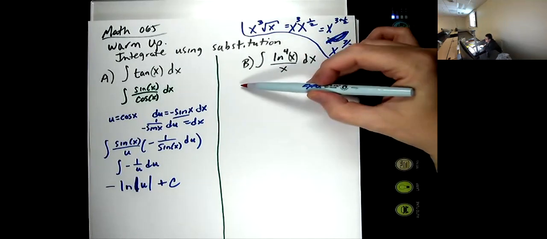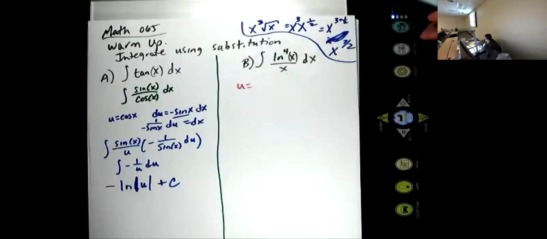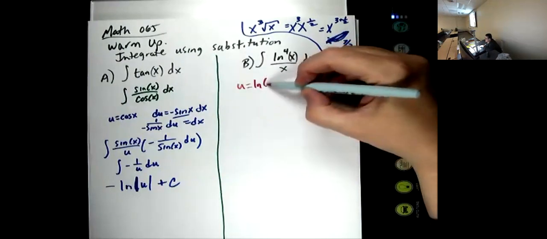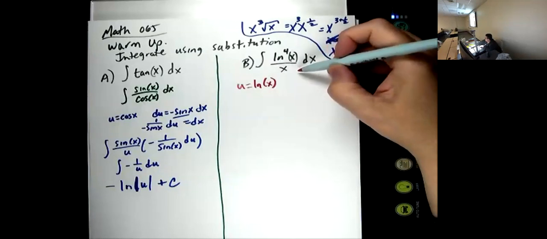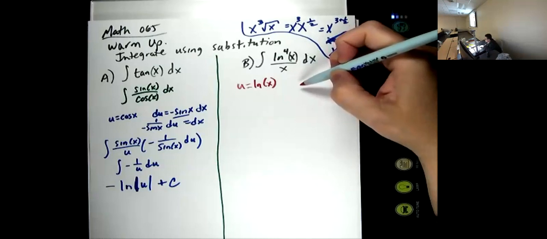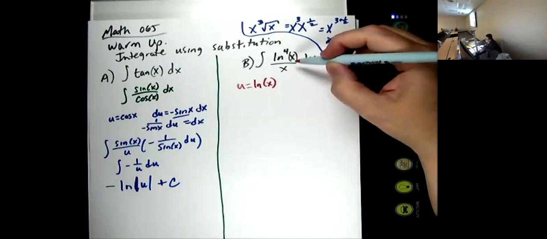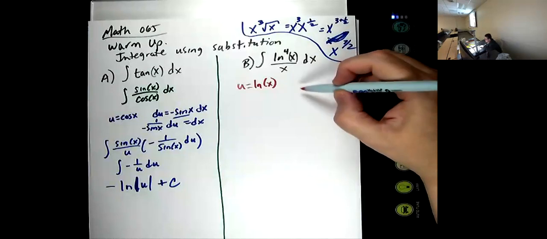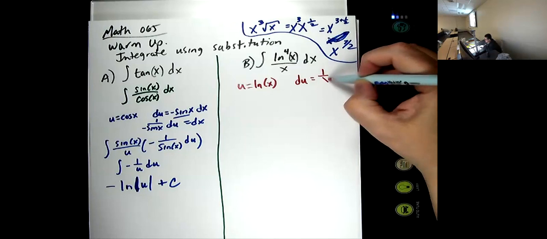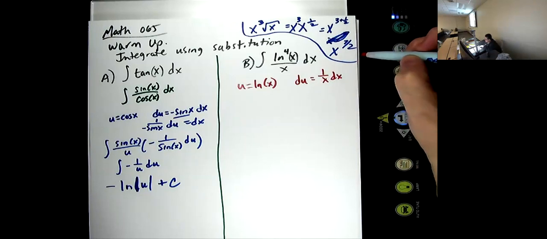What should I substitute over here? Natural log x. In this case, doing the denominator doesn't help. If you did the denominator, you'd have x to the negative 1, and you take the derivative, it's negative x to the negative 2, and we don't have anything like that. But here we have du equals 1 over x dx, and we actually have a 1 over x.